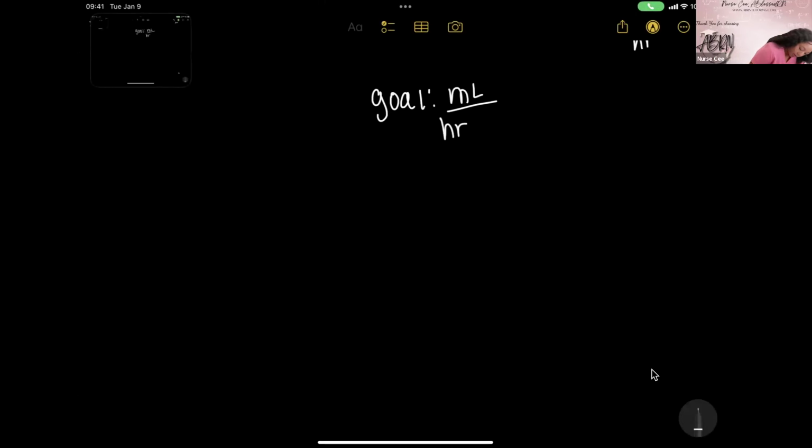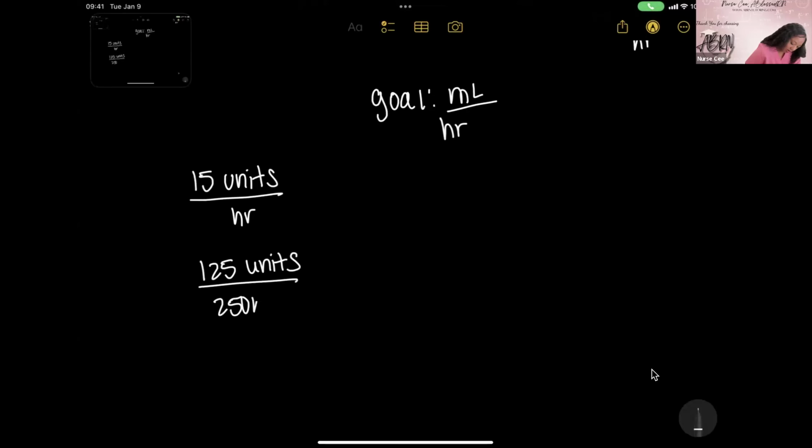So we had ordered 15 units per hour that we were going to give IV. What we had available as the medicine was 125 units per 250 ml of normal saline. What that means is that there is a bag of normal saline, and floating around in it is 125 units of insulin. And we're wanting to see what is the rate that we will set on the IV pump to administer 15 units an hour.